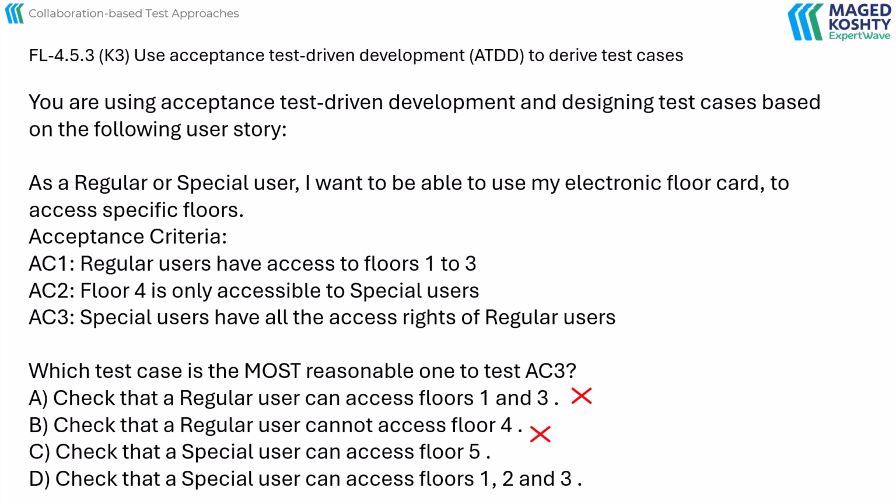C. Check that a special user can access floor 5. Wrong. The user story didn't mention floor 5 and has nothing to do with AC3. D. Check that a special user can access floors 1, 2, and 3. This is correct.